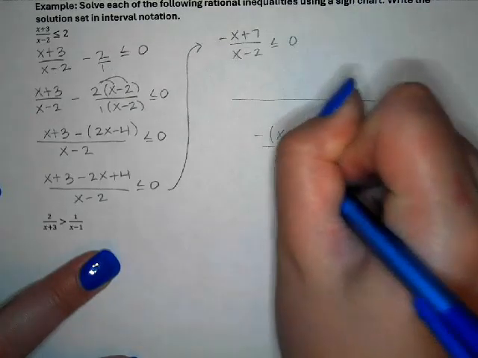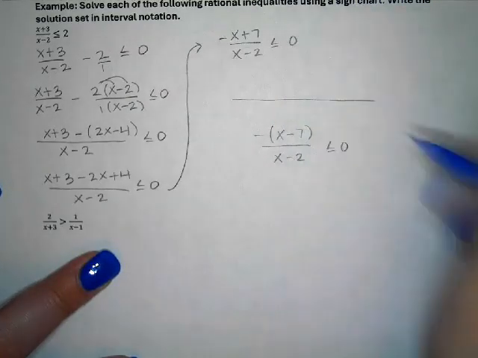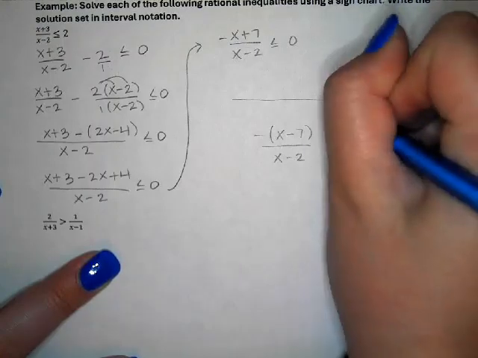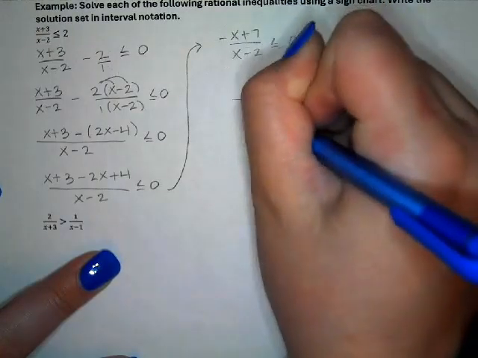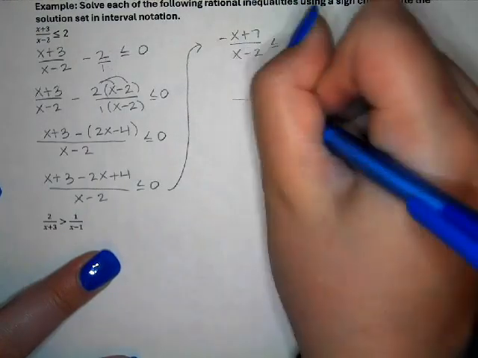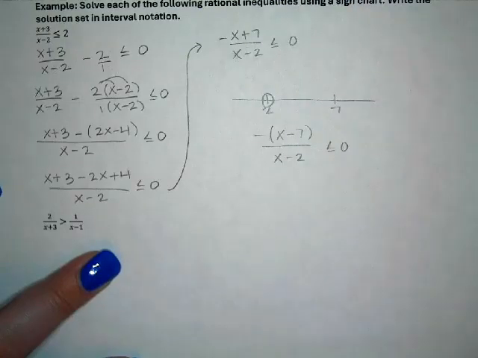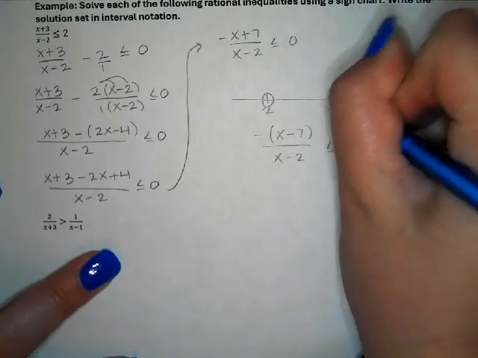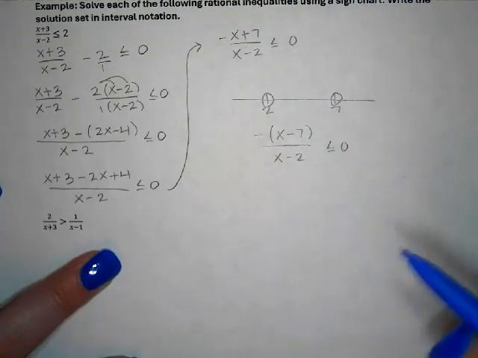Now 2 is a number I absolutely can't have. That number is a vertical asymptote of the graph, can't have it no matter what. The 7 is an x-intercept. I can only use the x-intercept as one of my answers if my inequality says equaling 0 is okay. And in this case it does. So I'm going to take the 7 and fill it in.